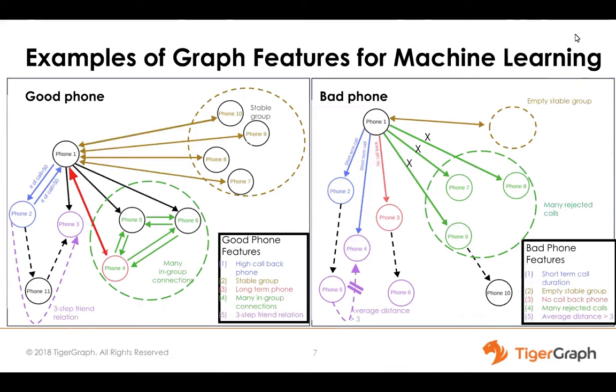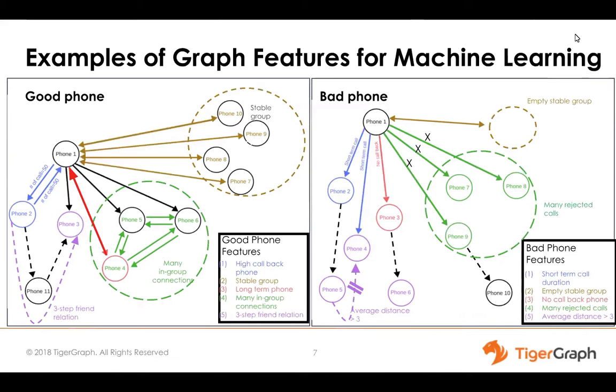But not necessarily, because maybe phone 1 obtained a phone list, and so he's been calling all these people. They know each other, but they don't know him. So whether this matters or not, we leave it to the machine learning. The purpose here is to extract the feature. These are features of interest, and we let the machine learning tell us whether this is indicative of a good phone call or a bad phone call.